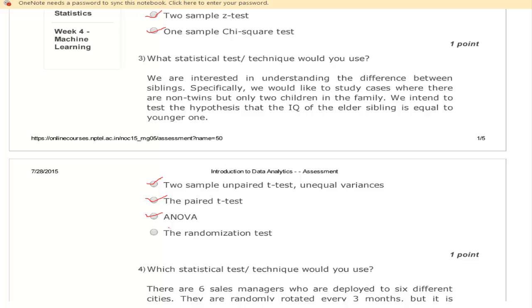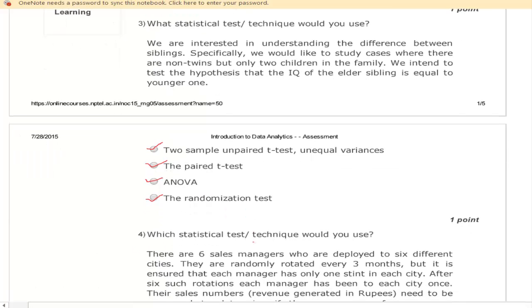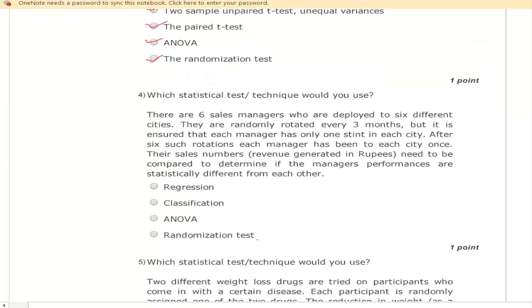It's kept in there more as a dummy option, so you can, for at least now, ignore it. Okay. So we've covered all 4 options in question 3. Finally, we go to question 4, where there are 6 sales managers who are deployed to 6 different cities.